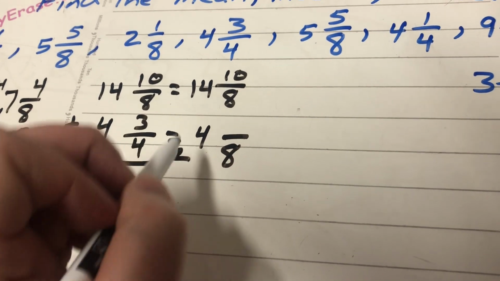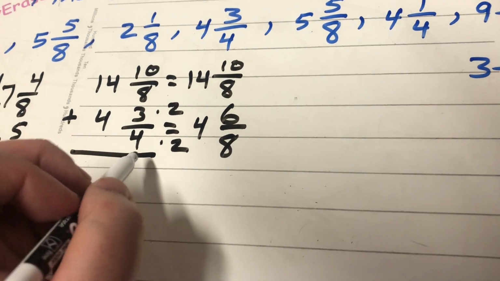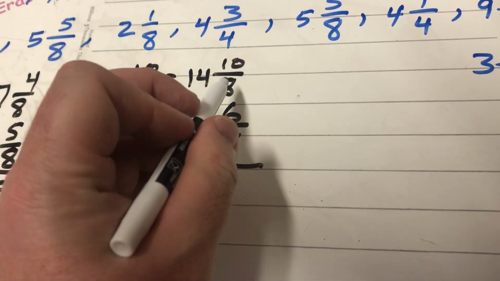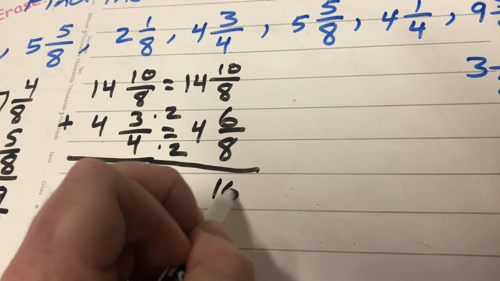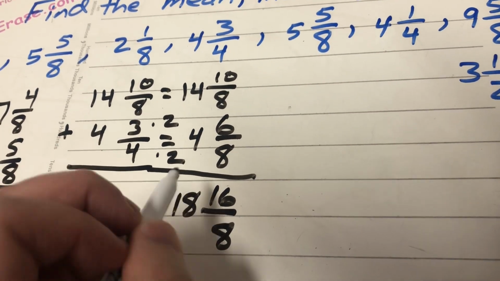4 times 2 makes 8. So 3 times 2 makes 6. All right. And so 10 plus 6 is 16 over 8. 14 plus 4 is 18.